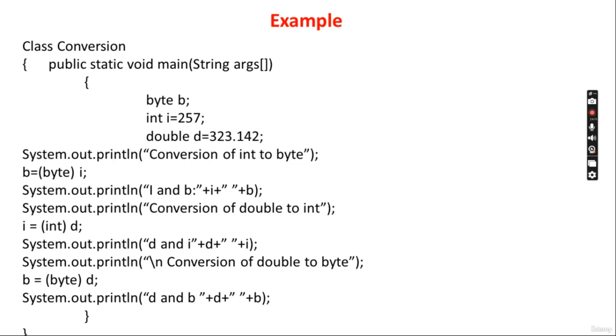So first of all, conversion of int to byte, b = (byte) i, then i and b are printed. Then conversion of double to int, d to i. Again the explicit type conversion takes place. Then again d and i are displayed. Then double to byte. The double to byte conversion is done and it is displayed.